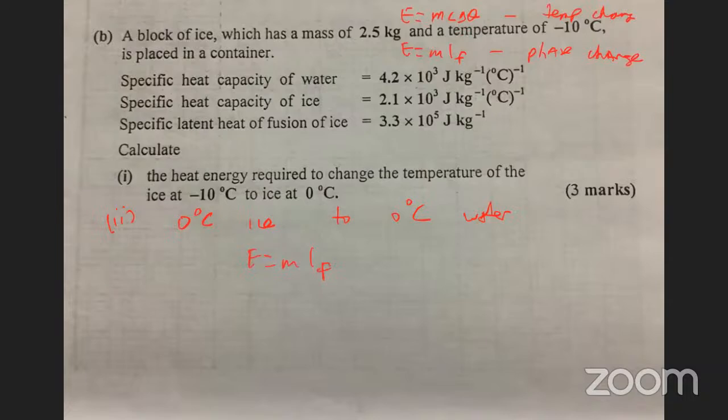52,500. You multiply by 10 after. So the mass is 2.5. LF is the latent heat of fusion of ice, 3.3 by 10 to the 5. MC delta theta, temperature change. In part 1, there's a temperature change. In part 2, there's a phase change. So you have to figure out which is which, right? And when to use it.